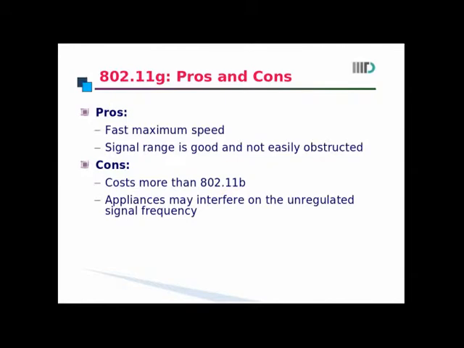Looking at the pros and cons of 802.11g, on the positive side, it has a very high maximum speed, its signal range is excellent, and it's not easily obstructed. But on the other side, it is still more costly than 802.11b, and appliances may still interfere on unregulated frequencies. Though it has the versatility of A and B both, still it had this particular problem existing.